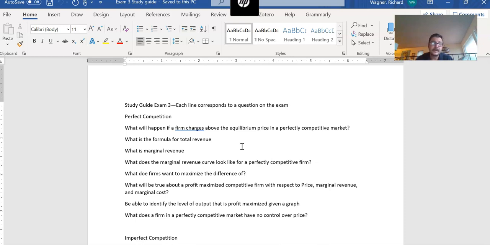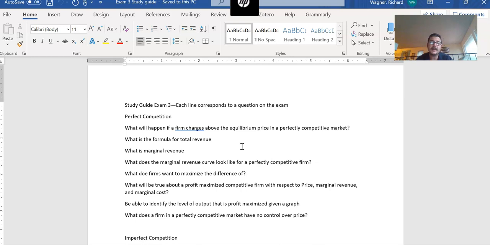So let's see here. First one, what happens if a firm charges above equilibrium price in a perfectly competitive market? Okay, so you just want to go back to that graph and remember that the market price is set in the market. So remember, firms are price takers in that sense. If they try to overprice this thing, they have zero demand above the market price. And hence, they basically have no sales whatsoever.